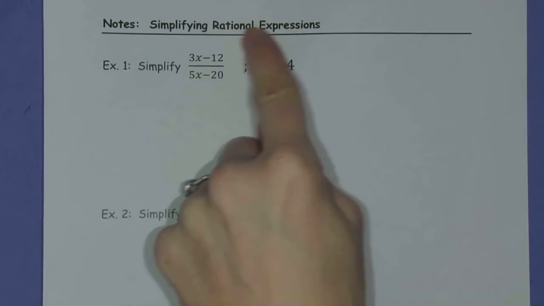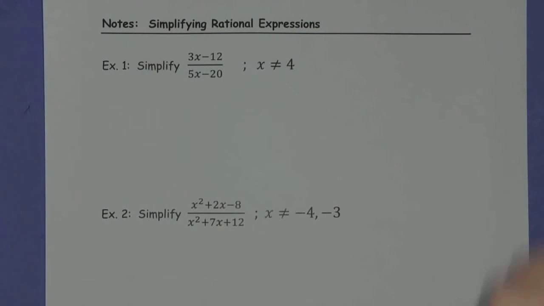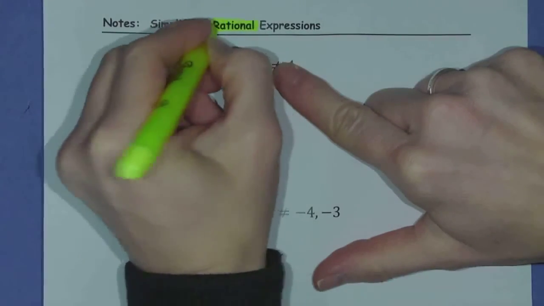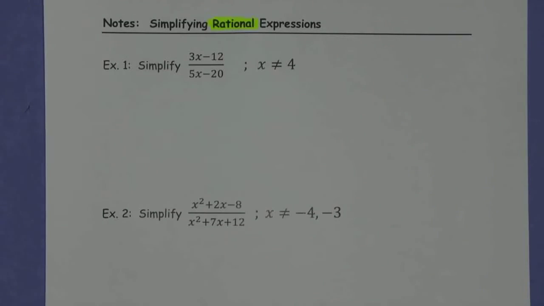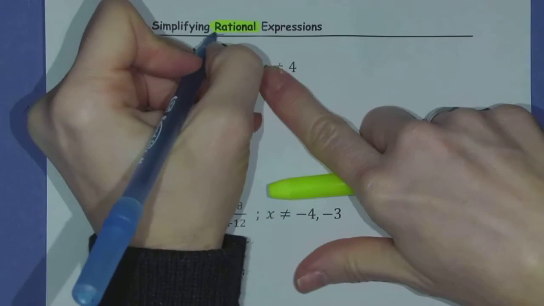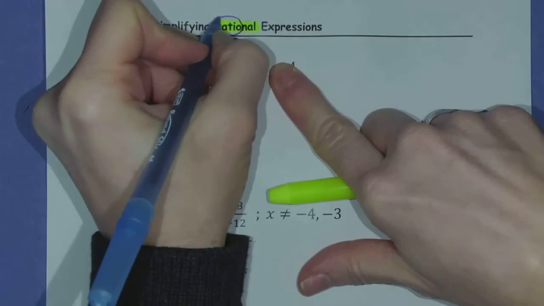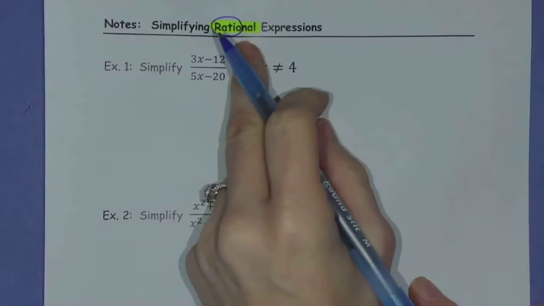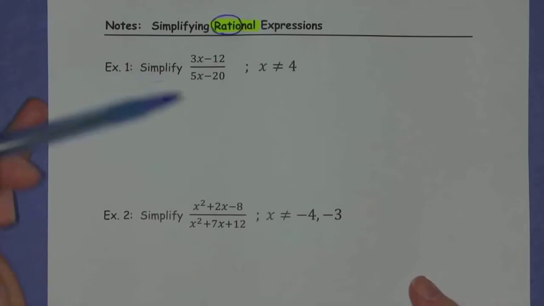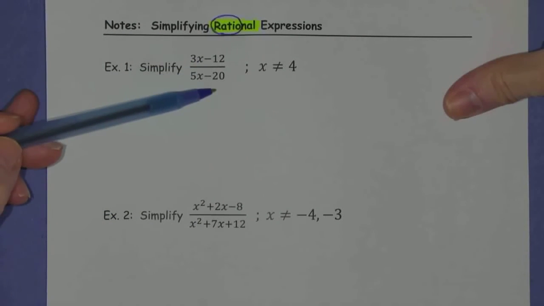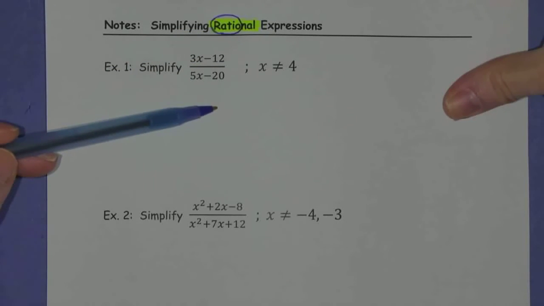So let's talk about what a rational expression is first. Well, the word rational has a root word, ratio. Okay, ratio, and when we think of the word ratio, we think of fractions. So all of our examples today, we will be simplifying fractions, expressions that are fractions.